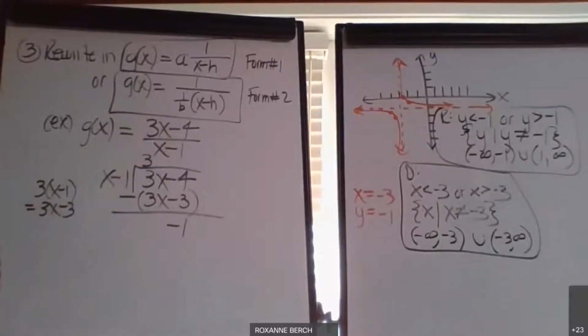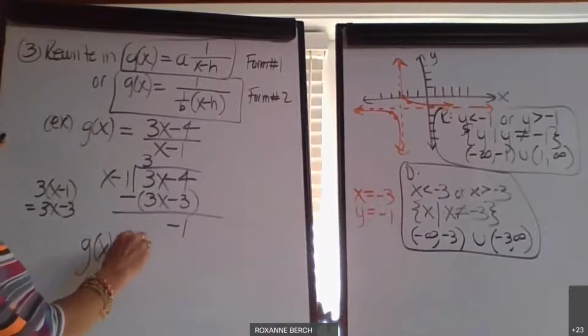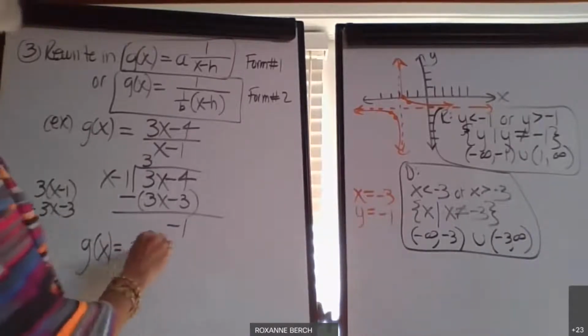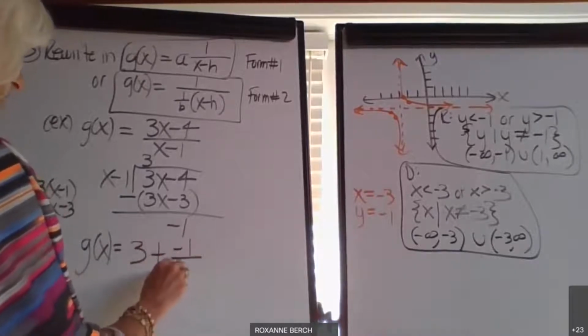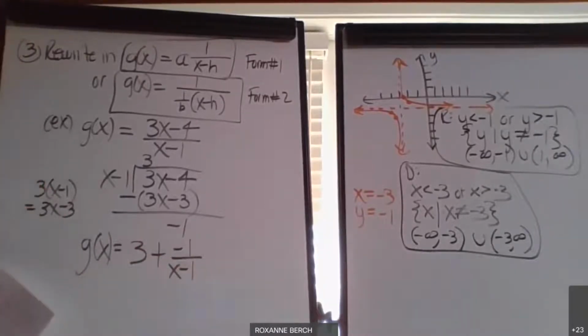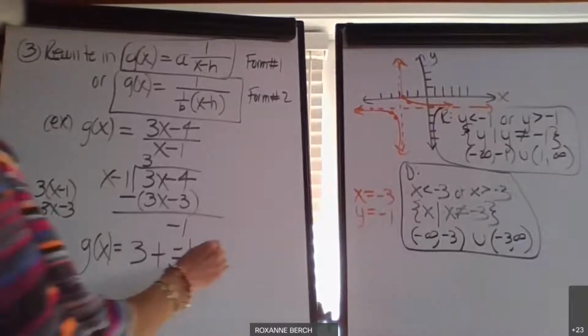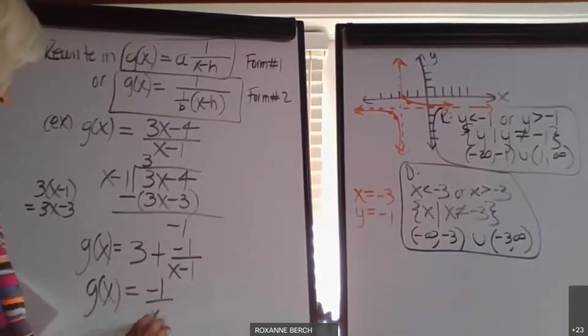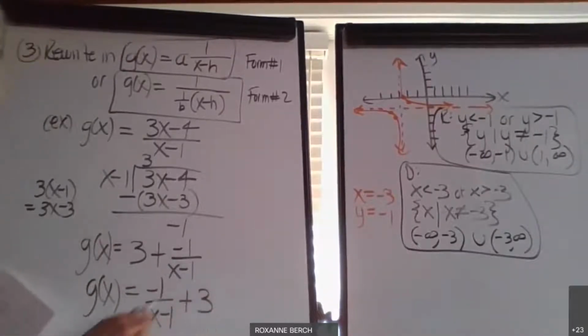Well, how does that help us? Well, check this out. Wouldn't this be the quotient plus the remainder over the divisor? And couldn't this be written as this? Ta-da! Crazy, huh?